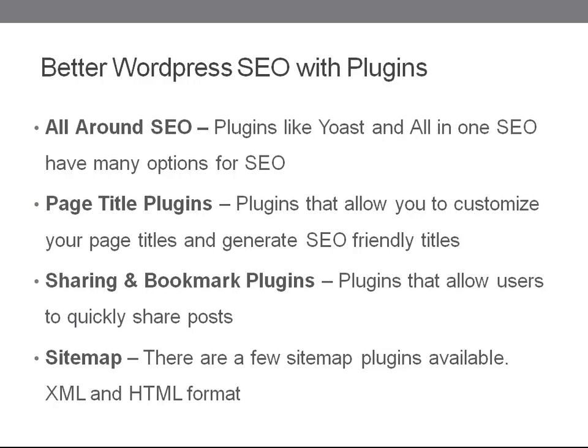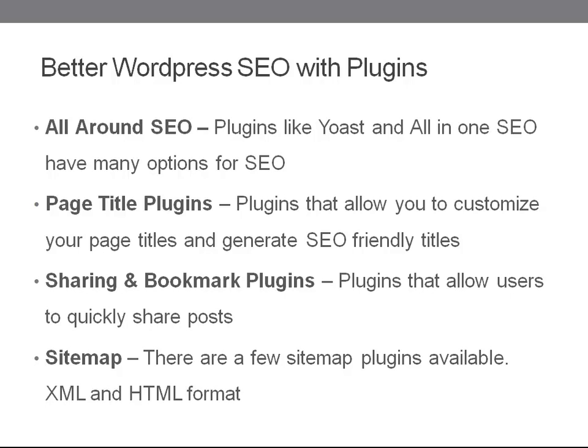So we can get even better SEO with WordPress plugins. And there's a few different types. This is just a few of the different types we can look for. First, we have all-around SEO plugins like Yoast and All-in-One SEO. That's actually the name of the plugin, and you can basically do a whole bunch of things as far as changing page titles or keywords or just anything really to do with SEO. Then we have content plugins, which allow us to further customize page titles and things like that.